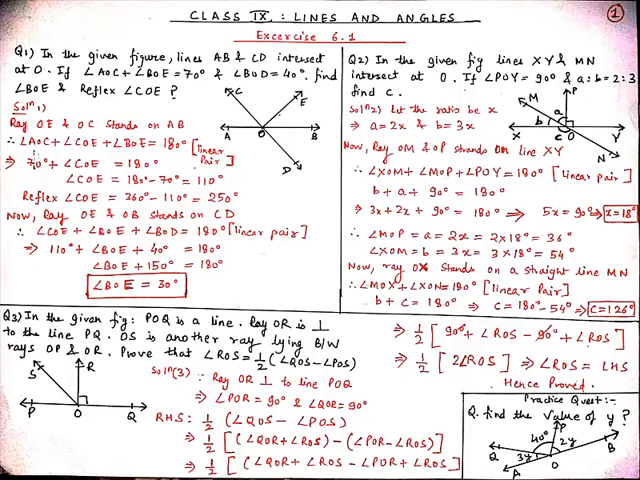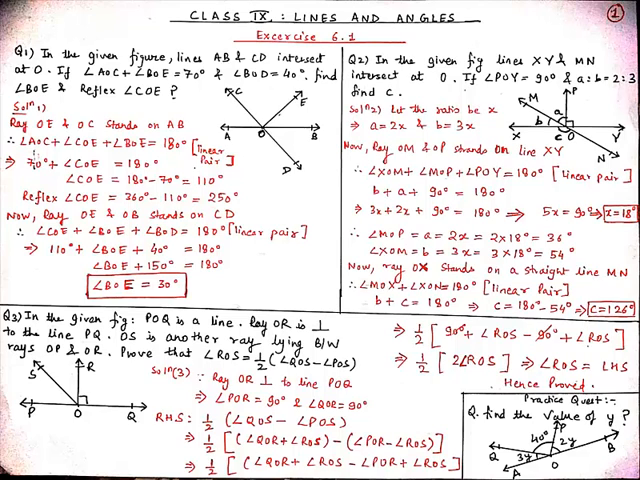Now, according to the figure, we can see that rays OE and OB both stand on the line segment CD. So again, by linear pair, we can say that angle COE plus angle BOE plus angle BOD is equal to 180 degrees. We know the value of angle COE, which is 110 degrees, and the value of angle BOD, which is given in our question as 40 degrees. So from here, we can find the value of angle BOE, which is equal to 30 degrees.